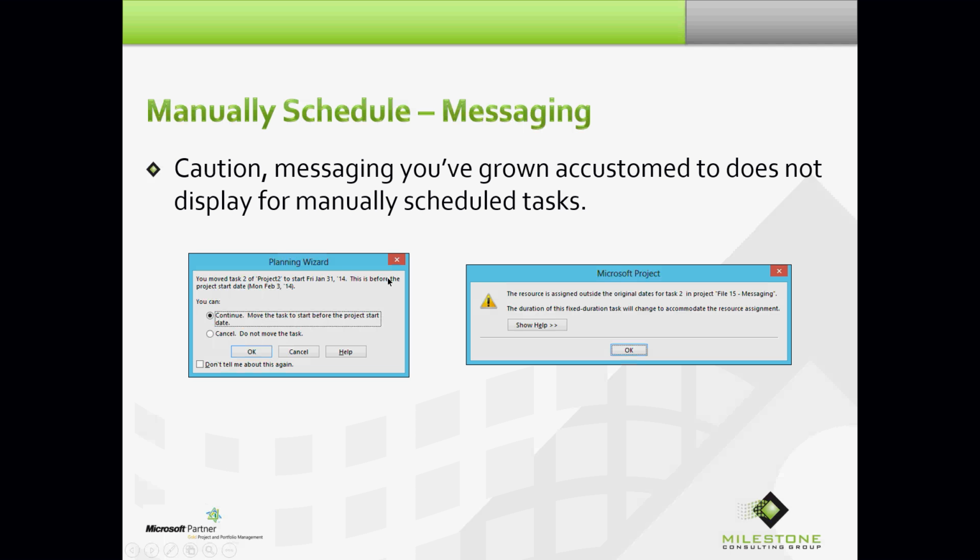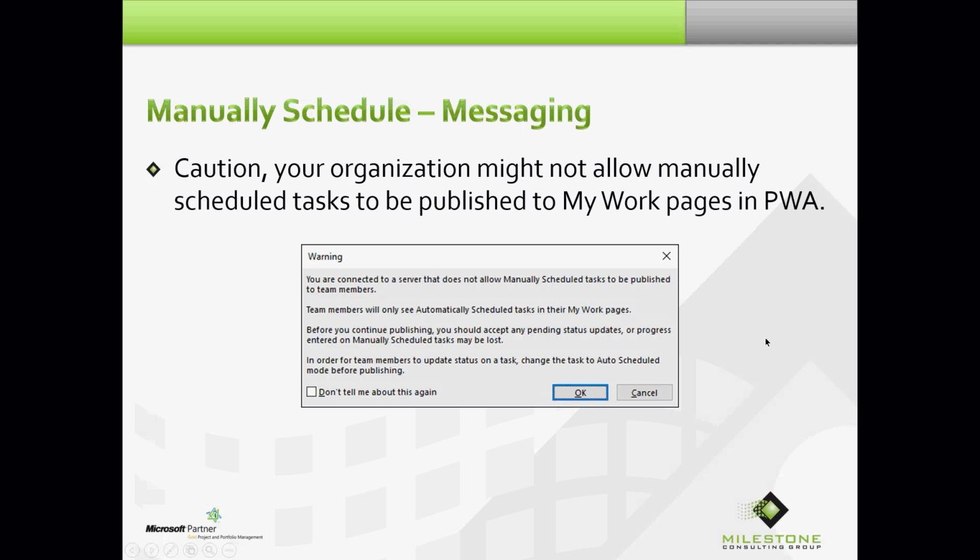I'm used to seeing the Planning Wizard in certain situations. I'm used to seeing Microsoft Project scheduling messages in certain situations. But while in manually scheduled mode, messaging's not uniform. Caution: your organization might not allow manually scheduled tasks to be published to My Work pages in PWA.